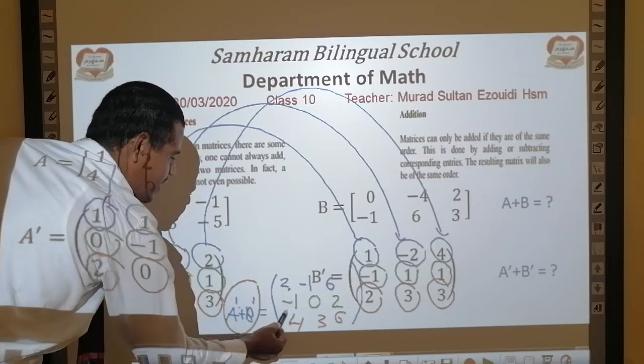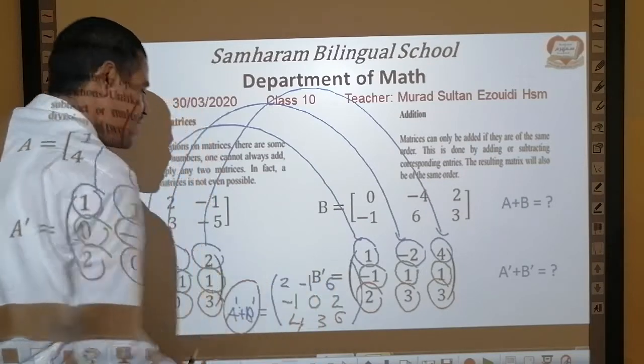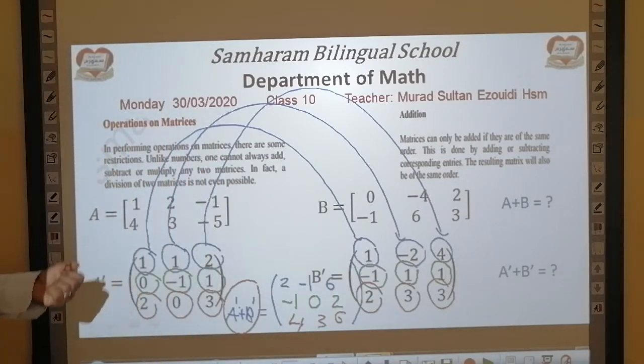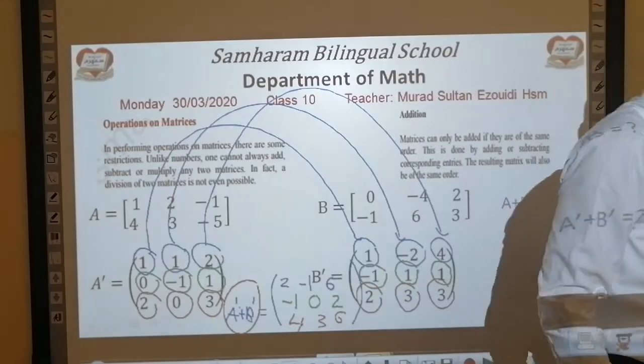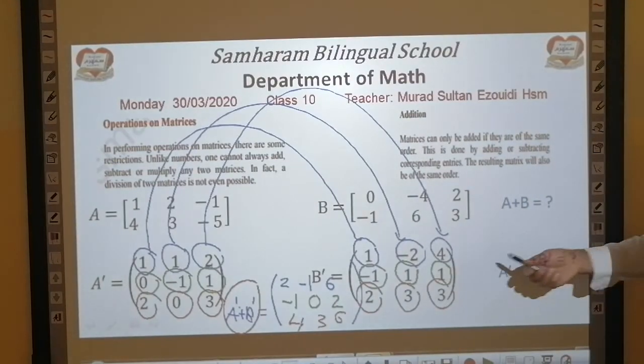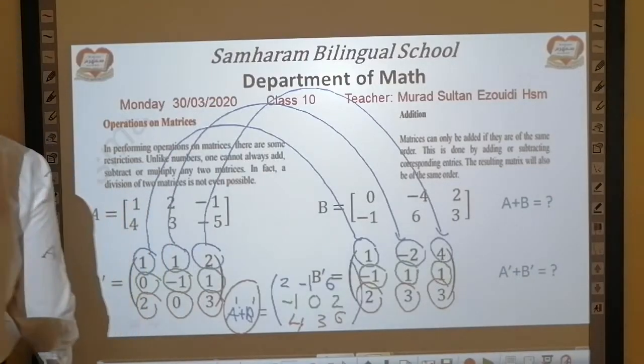Negative 1, 6. Negative 1, 0. 2, 4, 3, 2. What do you think? Is it a square matrix? Of course, yes. If you add two square matrices, the total should also be a square matrix. Okay. Good boy, we continue.